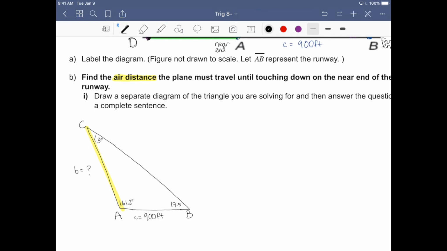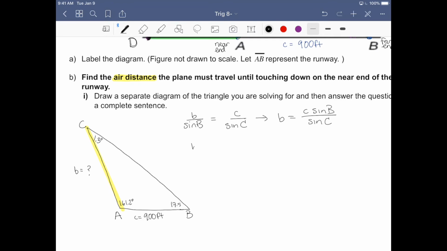So I have angle C and little c, so I can just use the law of sines. I'm going to need this ratio here: little b over sine of big B equals little c over sine of big C. I'm going to solve for b. b is going to be little c sine B all over sine of big C.